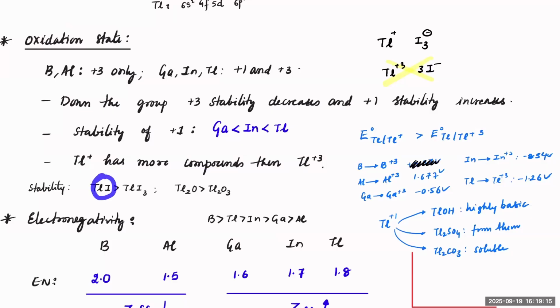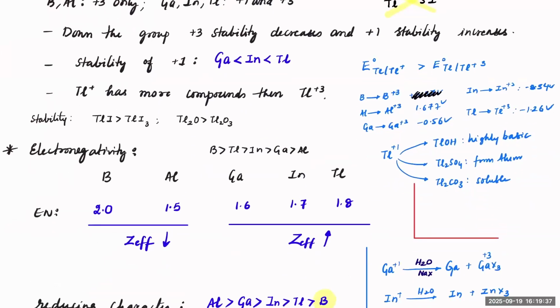In fact, you can see TlI and TlI3. Here, this will have +1 charge. This is supposed to be +3, but that is not how it exists. TlI3 exists this way: Tl+ and I3 minus. In fact, Tl2O is also more stable compared to Tl2O3. In Tl2O3 it exists as +3 only, but it is less stable. That means it will act like a strong oxidizing agent, trying to get back to +1.